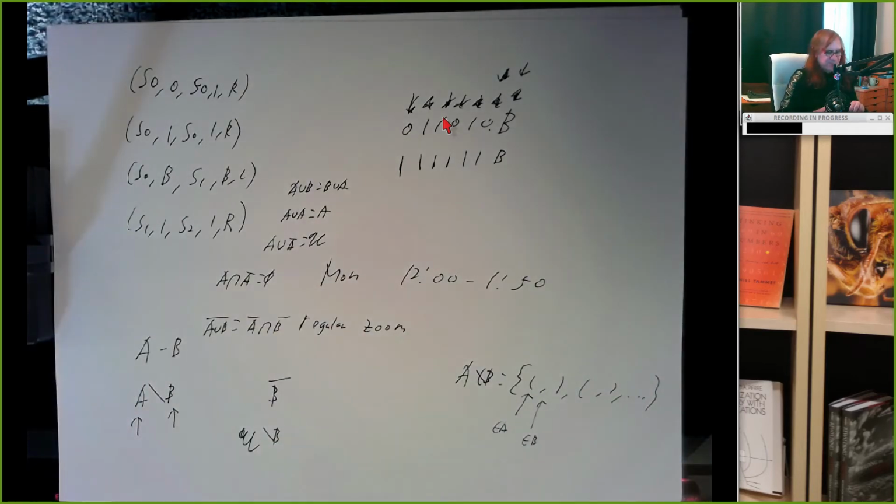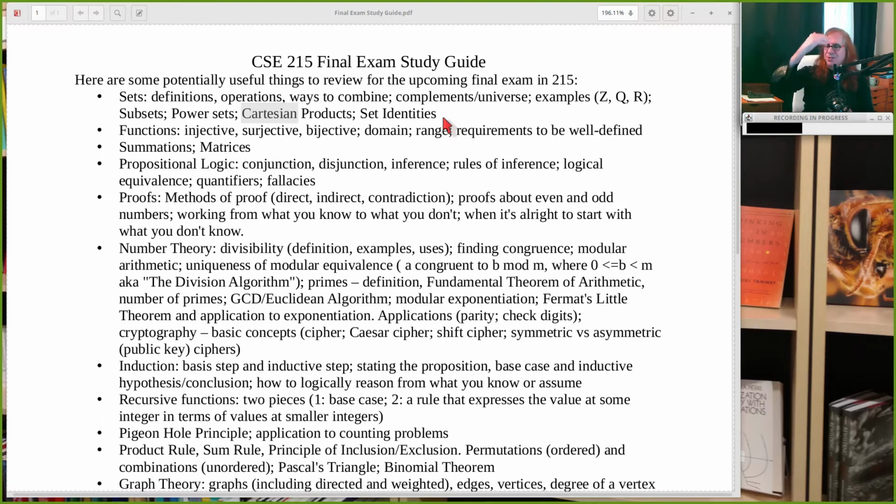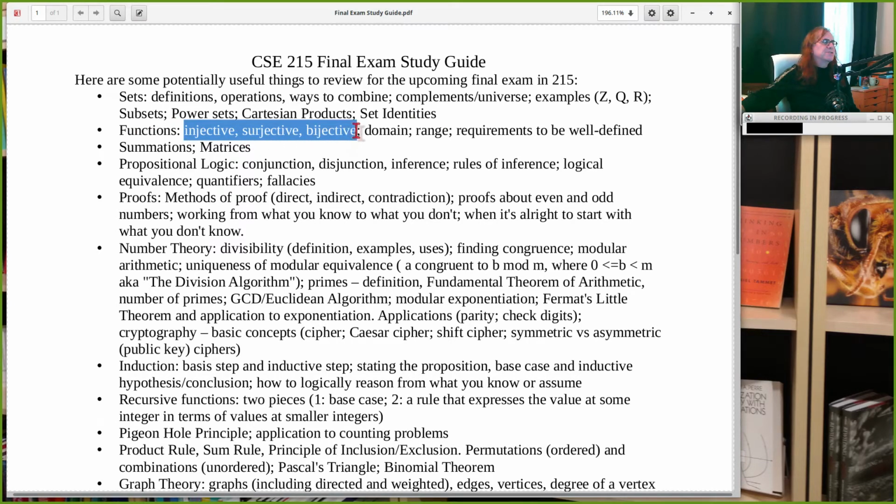And there's one form of De Morgan's: the complement of A union B is the intersection of the complements of A and B. So there's a page in the book that covers all of these set identities. All right, functions. We talked about types of functions: injective, surjective, bijective.